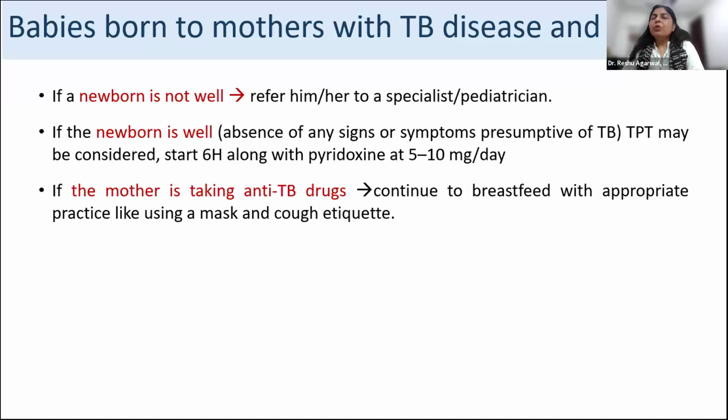Babies born to mothers who have TB disease, this we already discussed. If there is a newborn, obviously this newborn would be HIV exposed, and now he is also TB exposed. So, as part of your care of the exposed child, you want to refer these kids or infants to a specialist or a pediatrician for proper evaluation and excluding TB. And if there are no signs and symptoms of TB, in those cases these kids can be given 6 months of INH with pyridoxine.